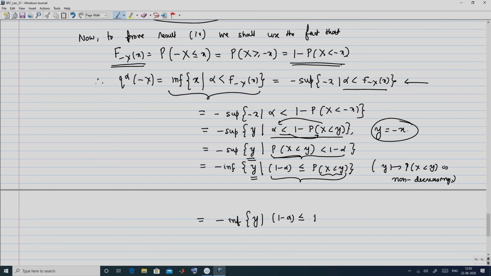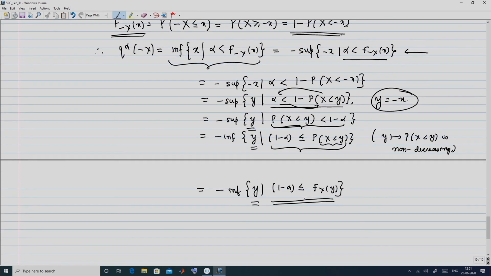What is this? This is nothing but F X of y. And observe carefully, this is y given that 1 minus alpha is less than or equal to F X of y. So, this is going to be nothing but the quantile of X, and since there is a less than or equal to sign, this is going to be the lower quantile of 1 minus alpha. So, this entire expression is now this lower quantile 1 minus alpha of X, and of course, we have the negative sign.